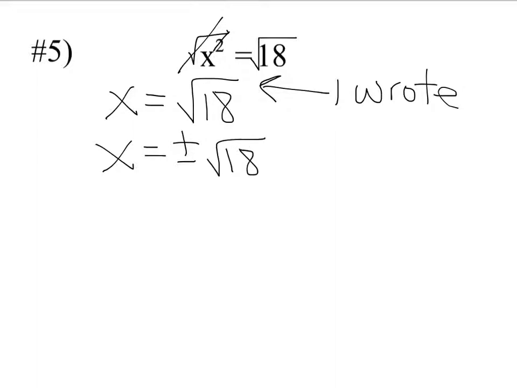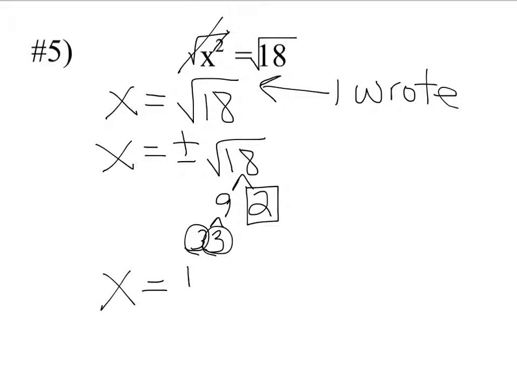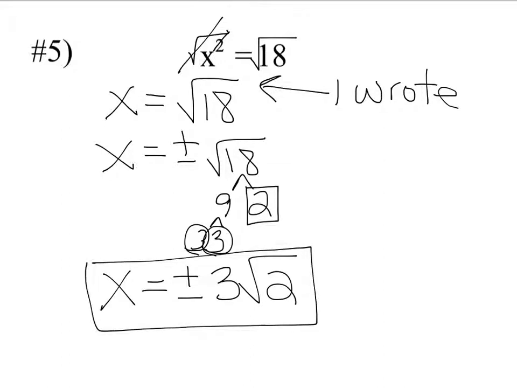However, I bet the square root of 18 simplifies. Let's try. 18 is 9 times 2, and 9 is 3 times 3. So yeah, I can bring a 3 out front and leave a 2 inside. So x equals plus or minus 3 square root of 2. And that's your final answer. Remember, you always want to write your final answer in simplest form.